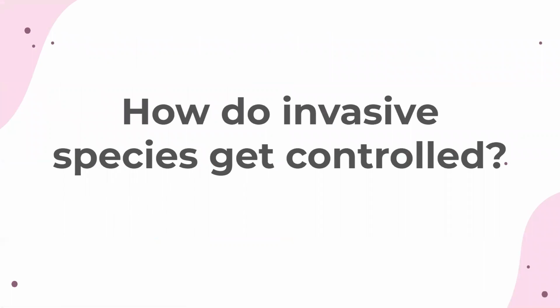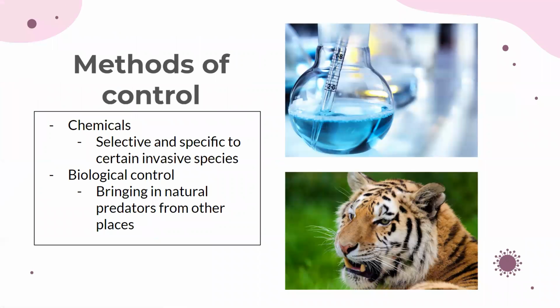But how do they get controlled? Well, there are two main types of control. One is chemicals. They're selective and specific to certain invasive species. What that means is the chemical is designed to get rid of that specific organism. And number two is biological control. So scientists, researchers, or zoologists will bring in natural predators of these invasive species so they can take care of the high numbers. So through these two methods, their numbers decrease.